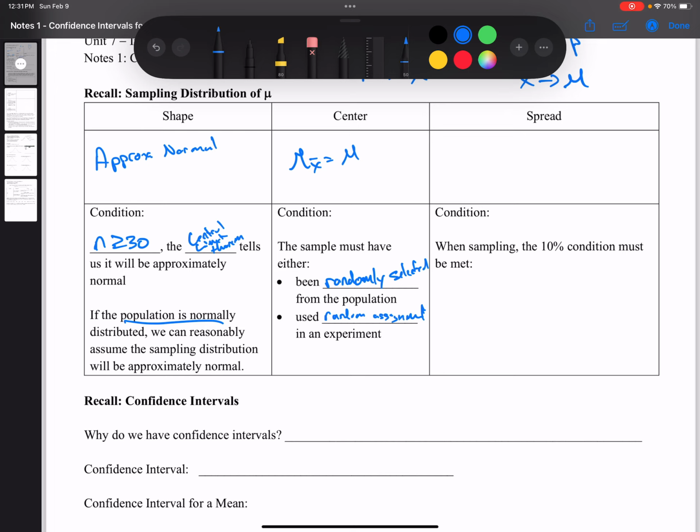Okay, so those are the two things we got to check. And then spread. So our standard deviation is where things are going to get very different with means than it was before. But just as a quick recall, standard deviation of our sample mean is equal to the standard deviation of the population over the square root of our sample size. Okay, the condition we have to check here is, of course, the 10% condition: our sample has to be less than 10% of our population.